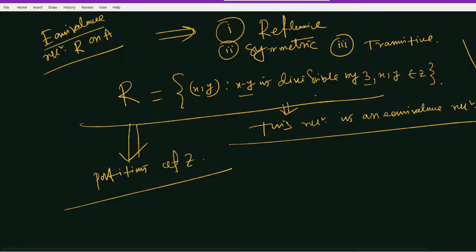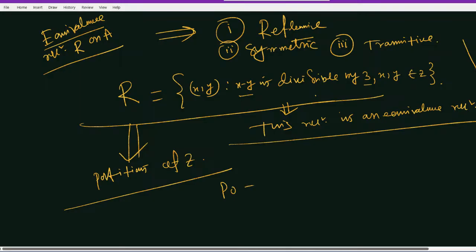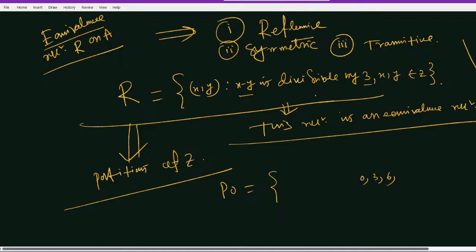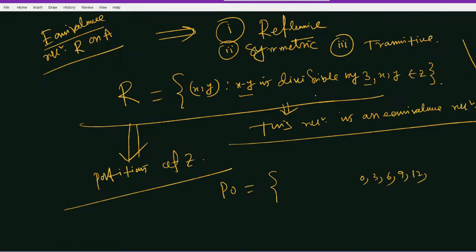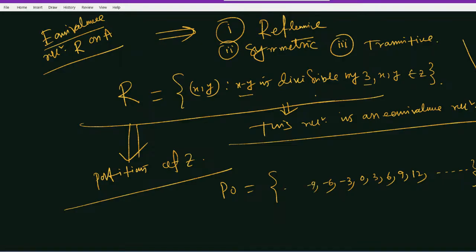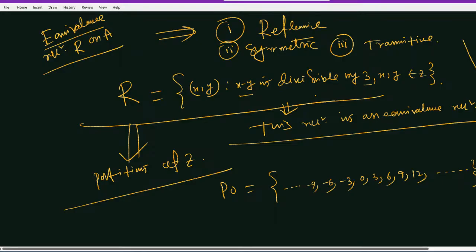Suppose I am defining three sets in this manner. P0 equal to 0, and so on. You understand my aim? You just write 3, 6, 9, and minus 3, minus 6, minus 9. You will see that nothing is new over there. These all are divisible by 3. Yes, I have done that already.